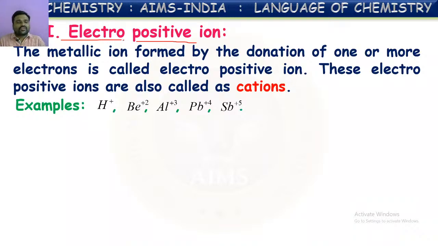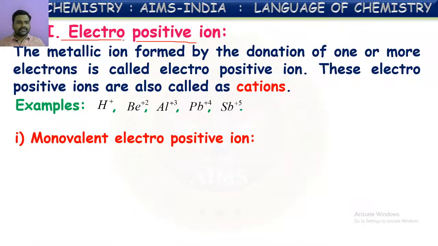For example, we can say H+ ion, Be2+ ion, Al3+ ion, Pb4+ ion, and strontium 5+ ion. These are all positive ions or electropositive ions, formed by the loss of either one or more than one electron. So these all come under cations also.